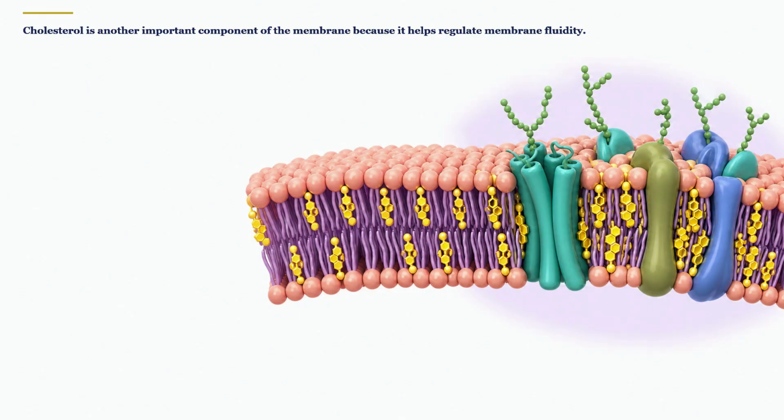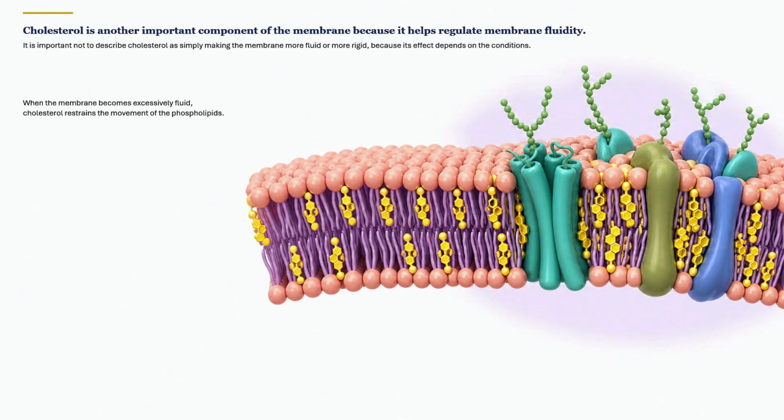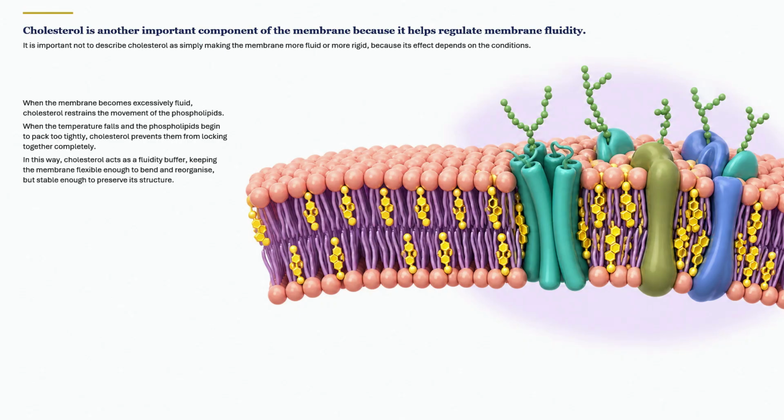Cholesterol is another important component of the membrane because it helps regulate membrane fluidity. It is important not to describe cholesterol as simply making the membrane more fluid or more rigid, because its effect depends on the conditions. When the membrane becomes excessively fluid, cholesterol restrains the movement of the phospholipids. When the temperature falls and the phospholipids begin to pack too tightly, cholesterol prevents them from locking together completely. In this way, cholesterol acts as a fluidity buffer, keeping the membrane flexible enough to bend and reorganize, but stable enough to preserve its structure.